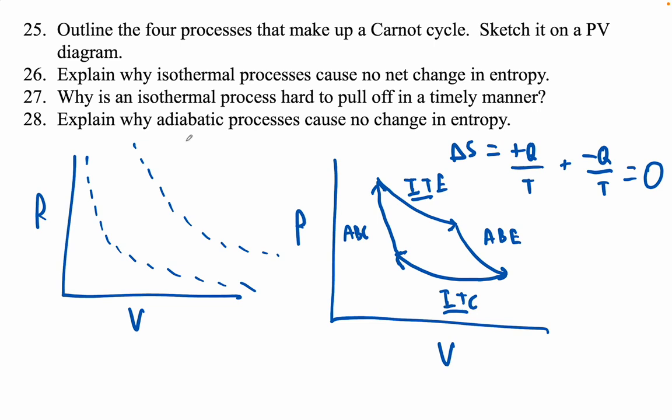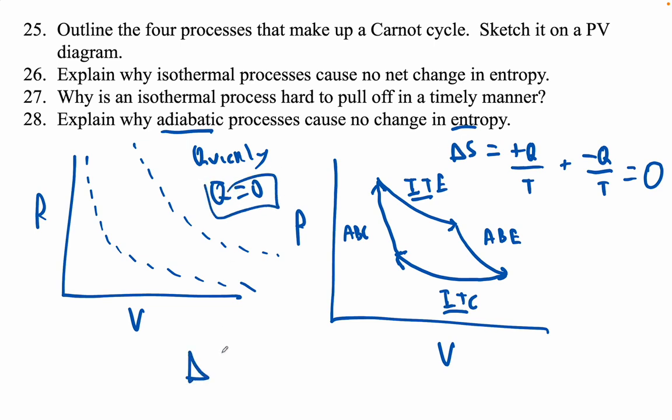Now, adiabatic processes happen all the time, or essentially adiabatic, right? All you have to do is do something quickly. Because remember, adiabatic just means Q is 0, okay? No heat flow. And this is why they cause no change in entropy, because change in S is Q over T. Q is 0. So 0 divided by any number is still 0, right? So adiabatic processes are 0 entropy because there's no heat flow, right?